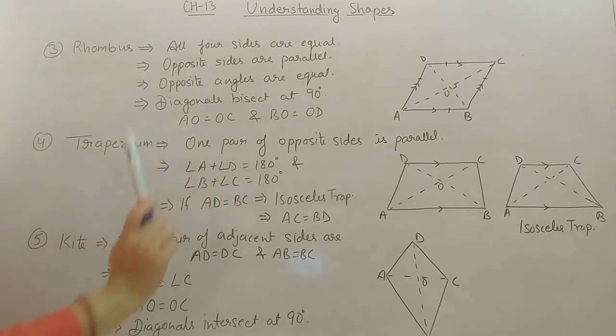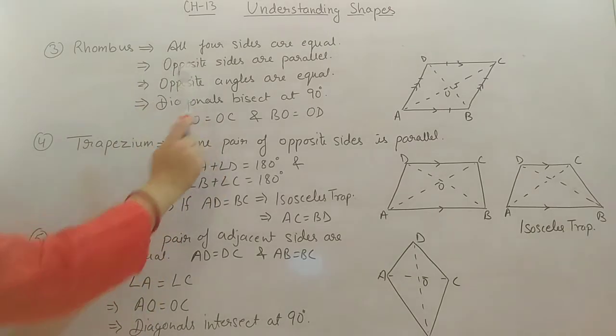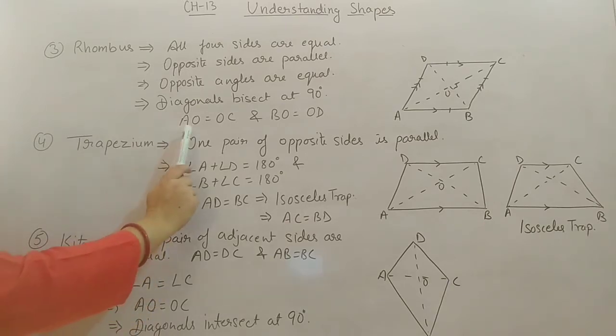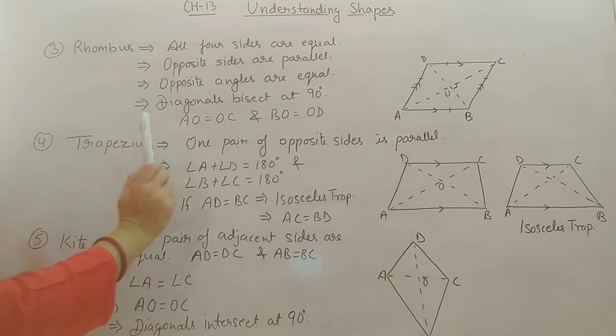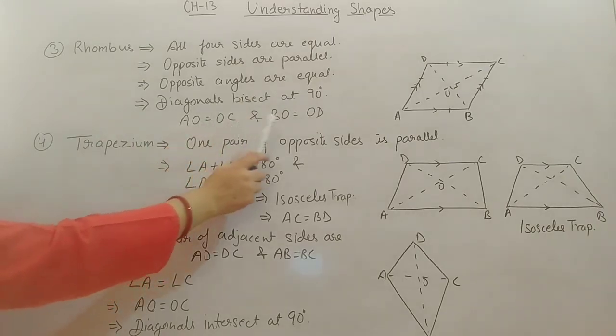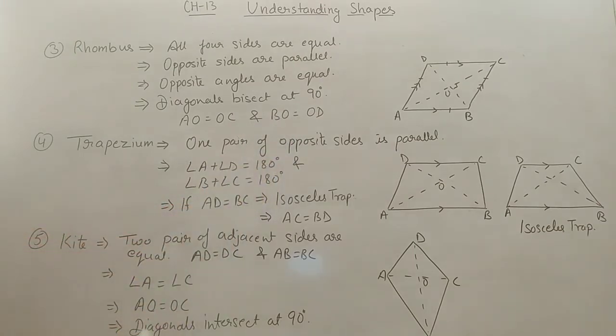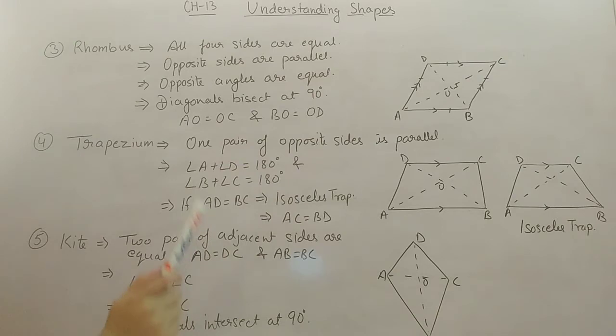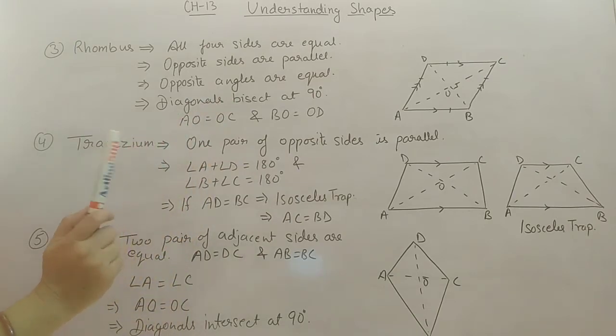But opposite angles will be equal, opposite sides will also be equal, and diagonals will bisect each other at 90 degrees. And the diagonals are not equal here. Only AO is equal to OC, BO is equal to OD. You can see in the figure also, one diagonal is less in length and another one is big in length. So diagonals are not equal.